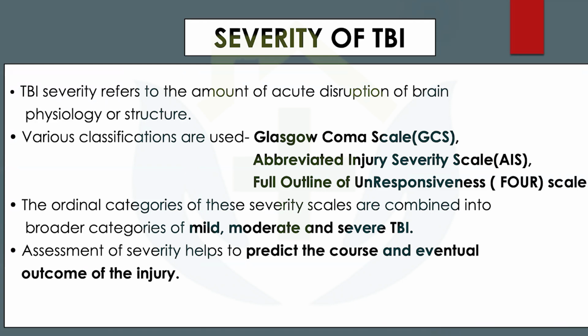It is based mainly on scoring systems. We know that there are 3 or 4 scoring systems: the Glasgow Coma Scale, GCS Pupil, the Abbreviated Injury Scale, and the Full Outline of UnResponsiveness (FOUR) scale. These are the most commonly used scales. Based on GCS, we can diagnose mild, moderate, and severe.